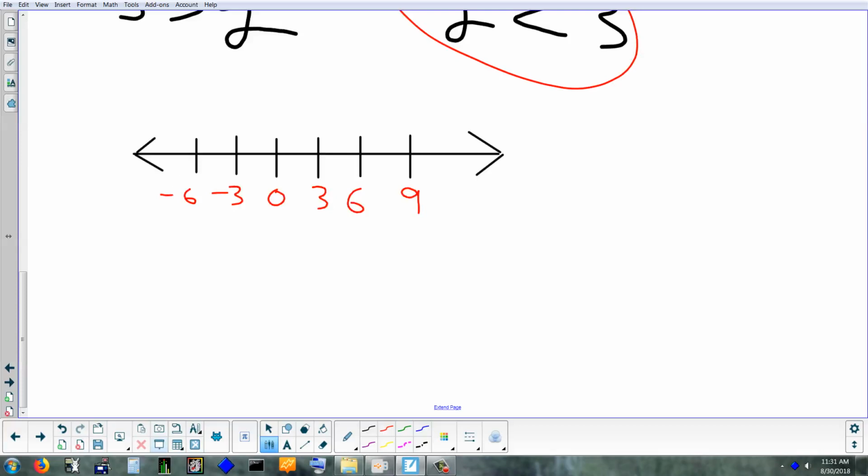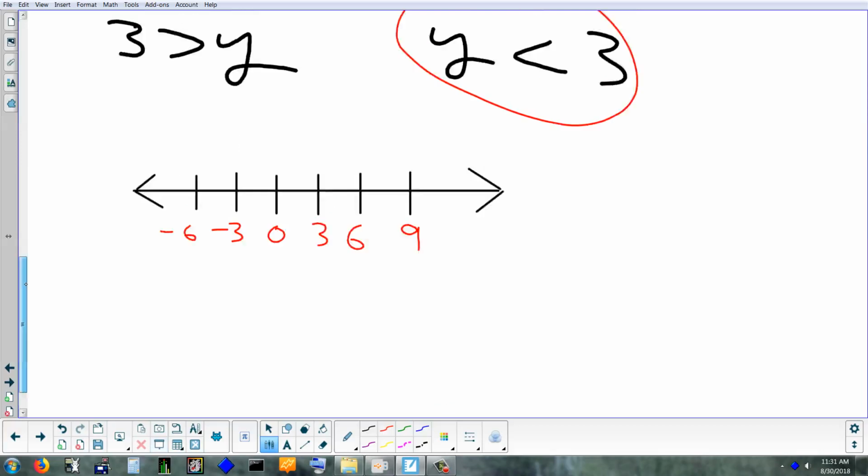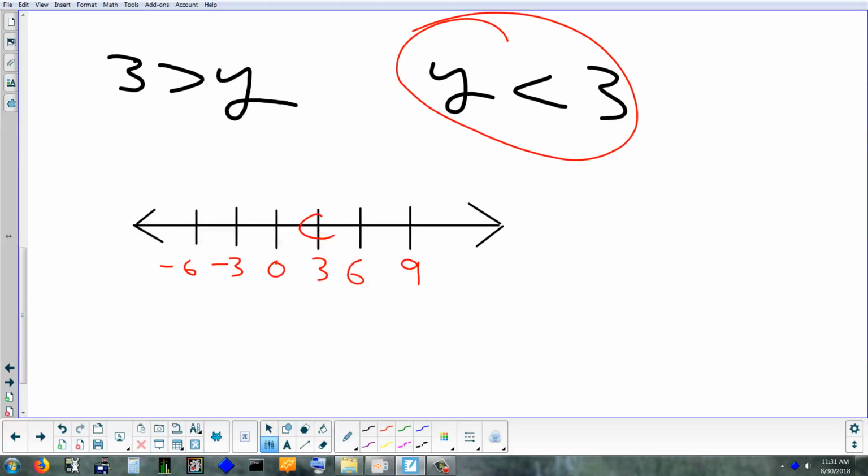How about, Gabe, what kind of circle do I need here? Open. Open? What number? 3. 3? And shade which way? Right or left? Left. Yep. And that's it. Okay, questions on that? Okay.